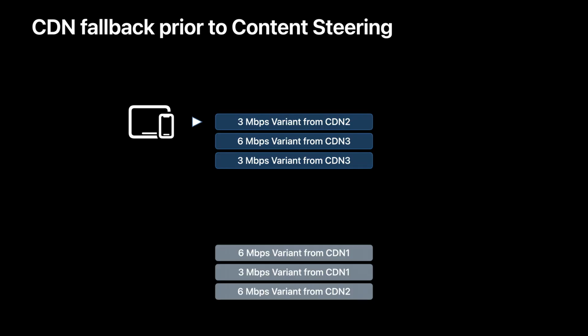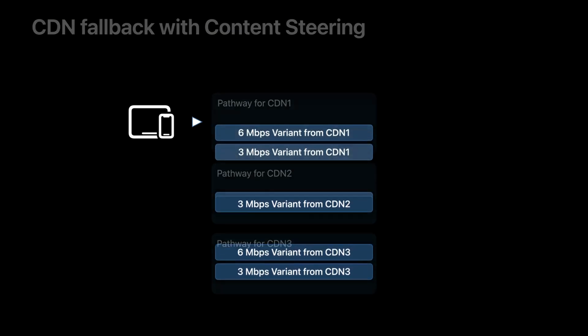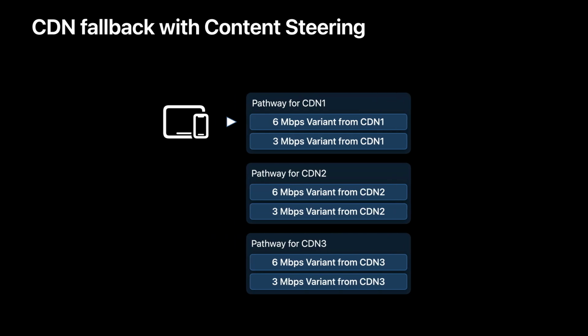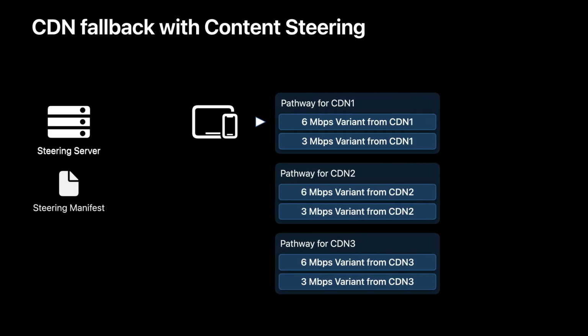This is where content steering comes into the picture. With content steering, the streaming provider can now group variants into pathways with different CDN hosts. The error fallback behavior is now standardized for content steering. Pathways are ordered by preference. In this example, the CDN1 pathway at the top is most preferred, followed by CDN2 and CDN3. The streaming provider also hosts a steering server, generating a steering manifest for each client player. A steering manifest defines rules of pathway priorities, so the player can follow the rules in selecting a fallback between variant streams.